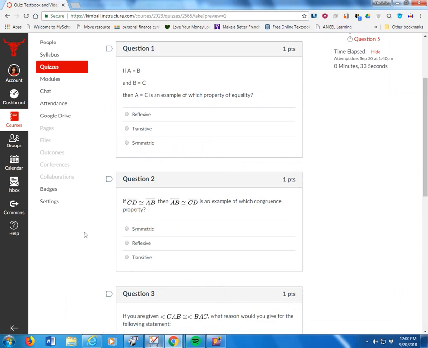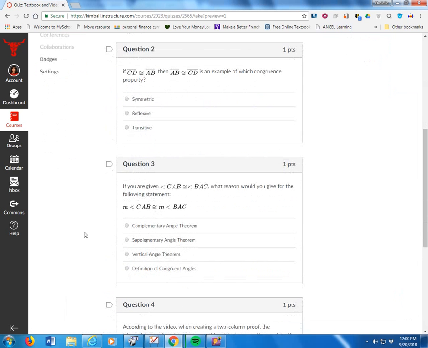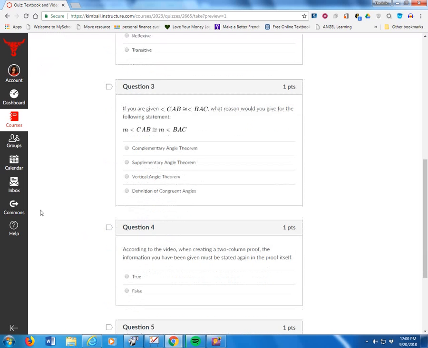Number 2, if CD is congruent to AB, then AB is congruent to CD. That's symmetric. Question 3, if you're given that angle CAB is congruent to angle BAC, what reason could you give for the following statement? The measure of angle CAB is congruent to the measure of angle BAC. Definition of congruent angles. If two angles are congruent, you know the measures are the same.